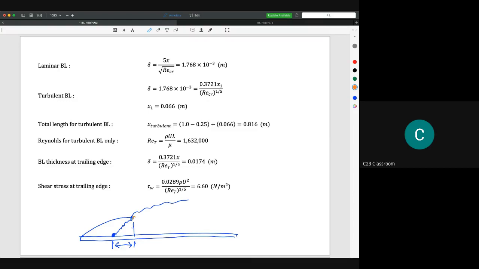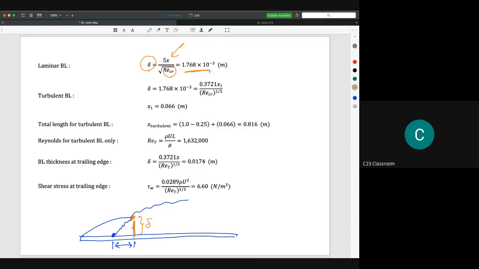However, at this point, this thickness is actually delta, meaning the boundary layer thickness. It is shared by the turbulent and also by the laminar. So we use this idea to solve the problem. This is the delta. We could calculate the delta by using the laminar boundary layer. Based on the Blasius solution, we have 5x over the square root of Reynolds critical. So we substitute the Reynolds critical, 5 times 10 to the power of 5, and we get around 1.768 times 10 to the power of minus 3.